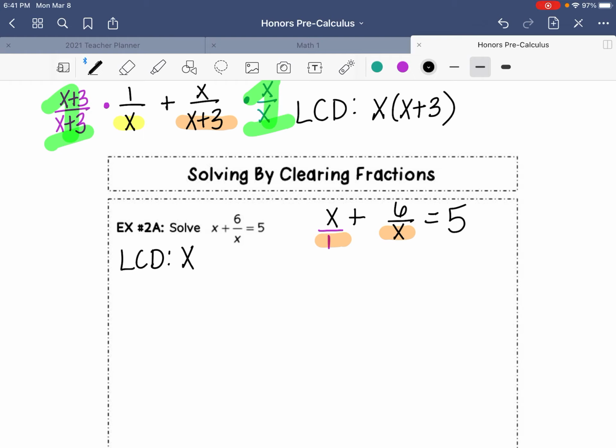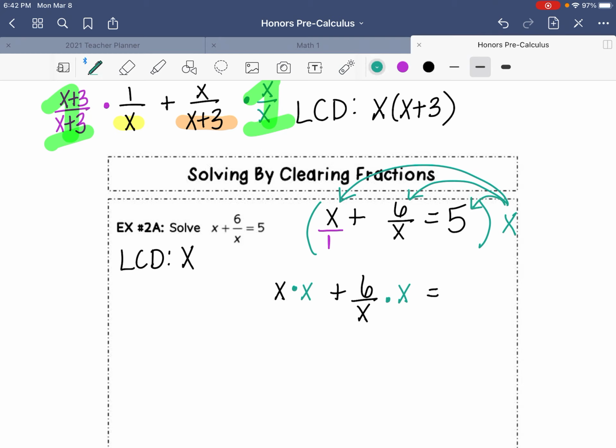So how do I do that? Well, I'm going to handle that situation by simply multiplying my entire problem by x. I'm going to multiply it by the LCD. So what's going to happen here is I have x times x. That's my first term. Then I'm going to multiply it again, so I have plus 6 over x times x, equals, and then I'm also going to have 5 times x.